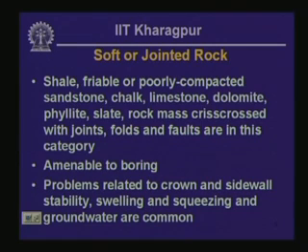It is just like cemented sand, in fact, is very soft. So, if you take a small piece of friable or poorly compacted sandstone, then under finger pressure, the sandstone is going to crumble, it is so soft. Then chalk is another of those soft or jointed rock species, limestone, dolomite, phyllite, slate, and rock mass, all types of rock species that are crisscrossed with relatively closely spaced joints, folds and faults are in this category.